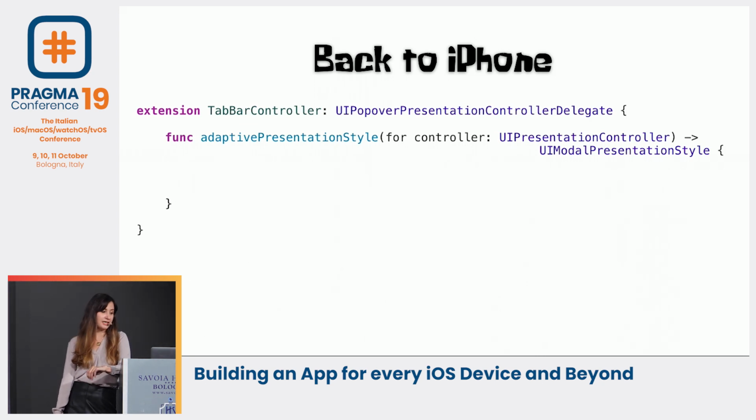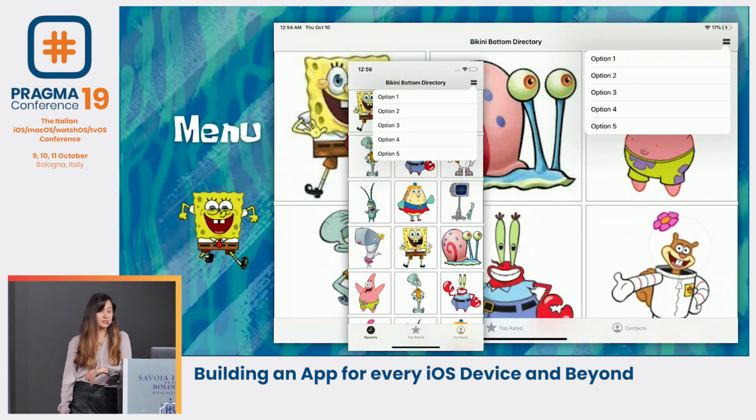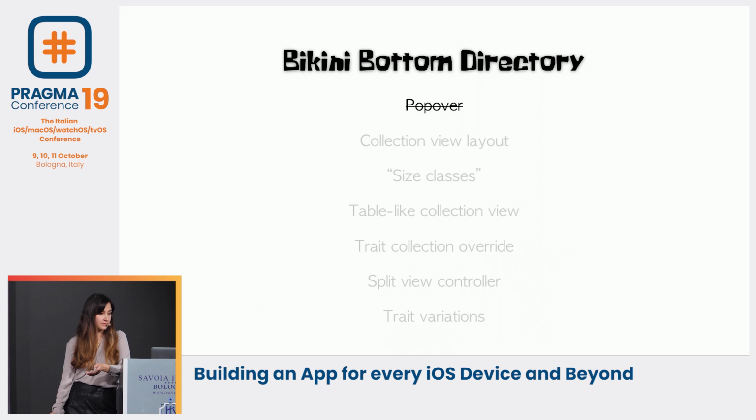So in a compact environment, presentation style can either be full screen or none. Returning none tells the presentation controller to ignore the compact environment and continue using the default presentation style. And in the case of a popover, ignoring the change gives you the same iPad-like popover behavior on all devices. So we want to return none here. Now this is what our menu looks like on the iPhone and on the iPad. That's it for the popover.